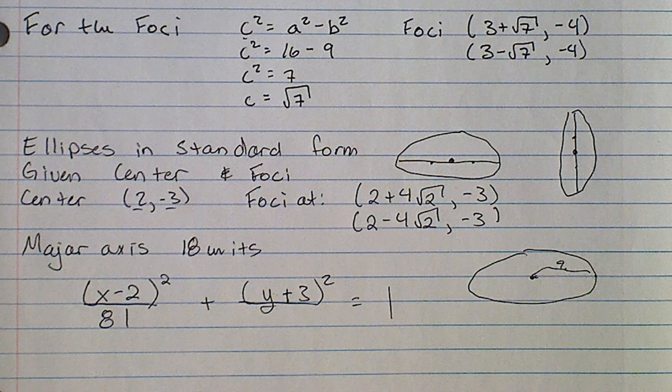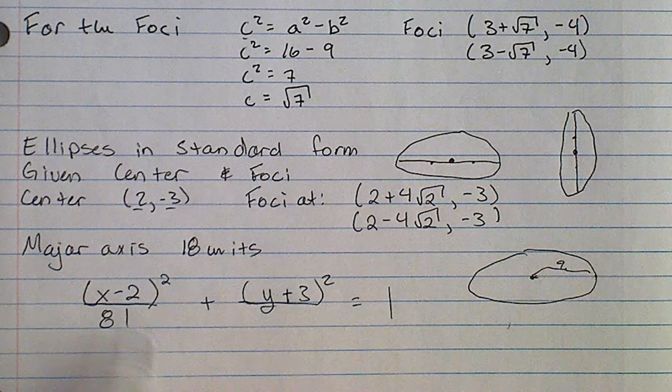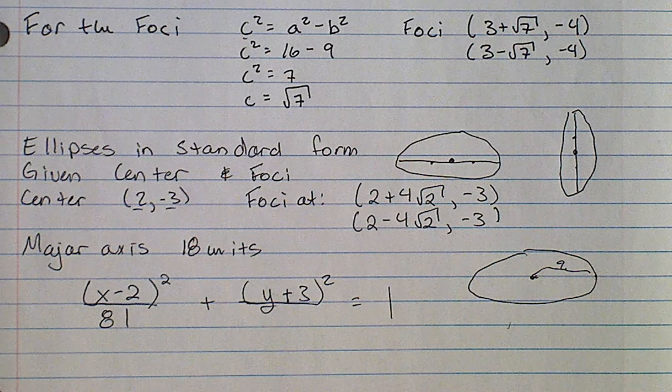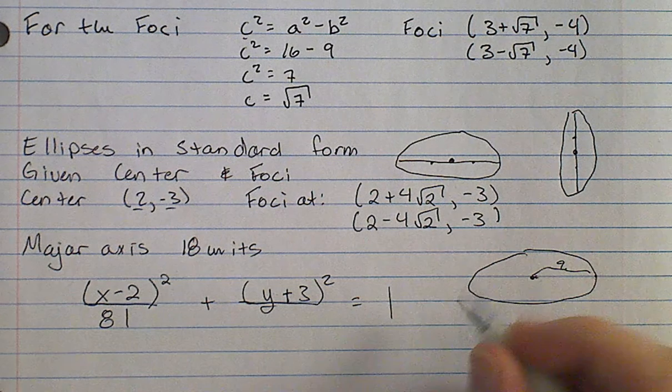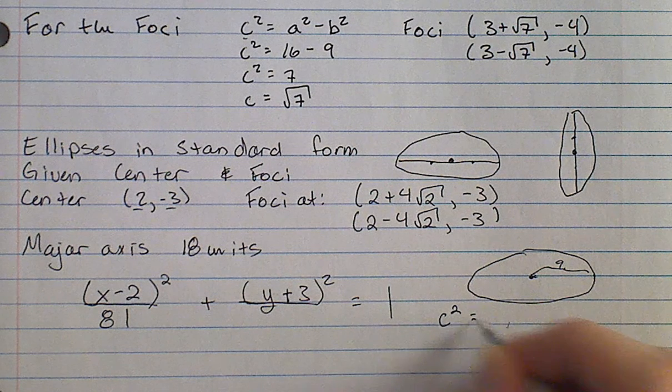Does that make sense for anybody else? No. Okay. So we know that 81 goes under x. Now, we have to use the foci and whatever a was in order to find out what b is. So the equation I gave you guys last week was that c squared is equal to a squared minus b squared.